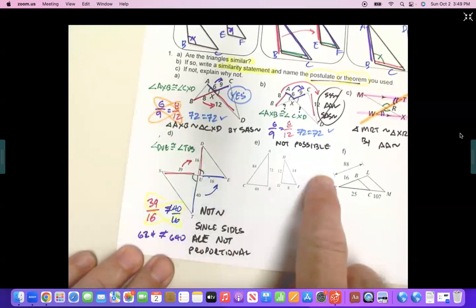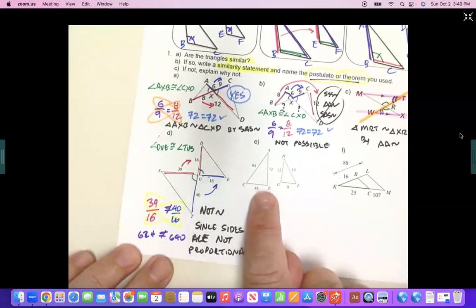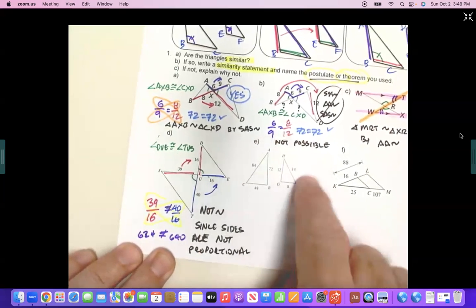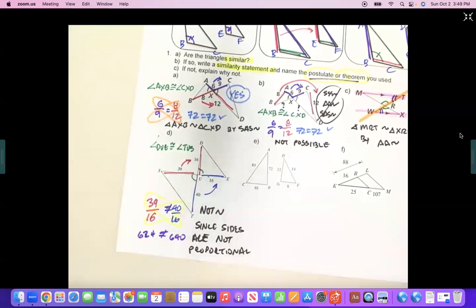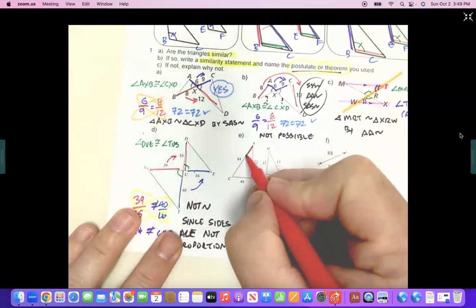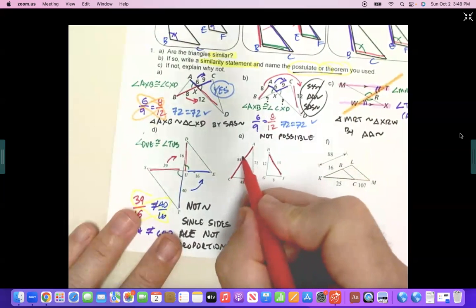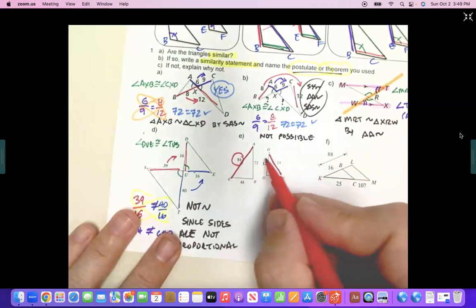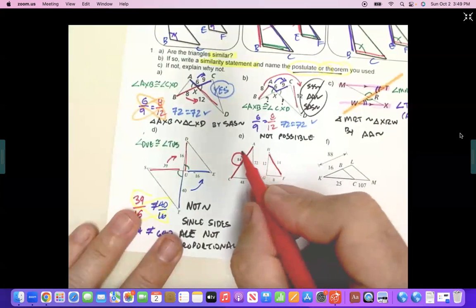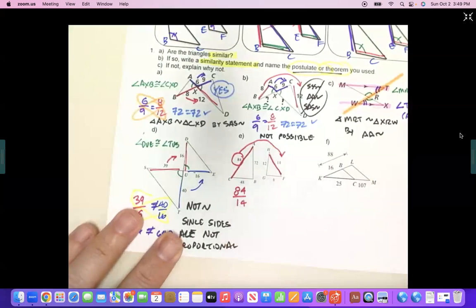In this one, we have no vertical angles. This appears to be a right angle, but we don't know for sure. So I'm looking at this and I don't know anything about the angles. So let's go ahead and compare the sides. I'm going to compare the one on the left, the larger triangle, to the one on the right. I'm going to choose the largest value here of 84 and compare that with the largest one over here. So I'll write the proportion 84 is to 14.